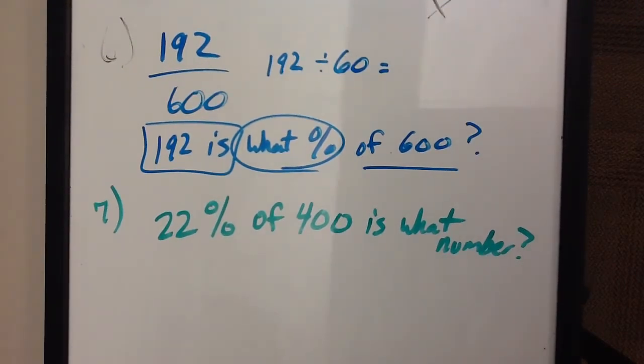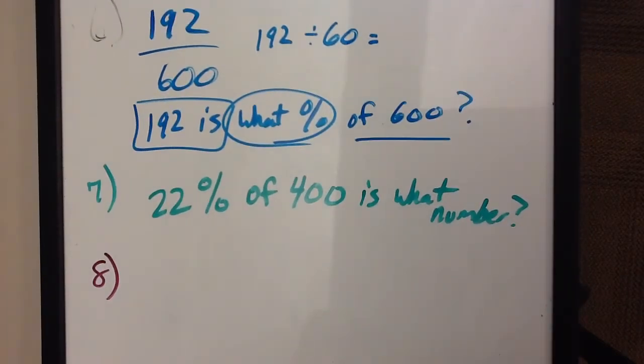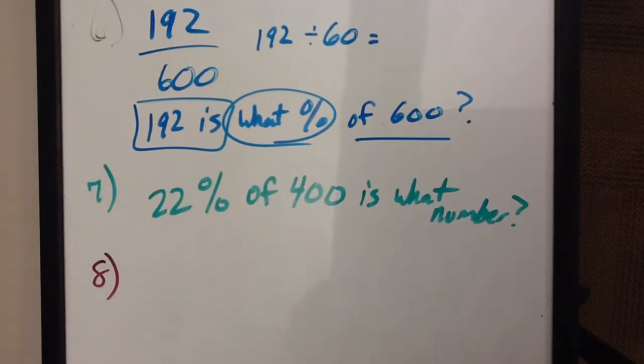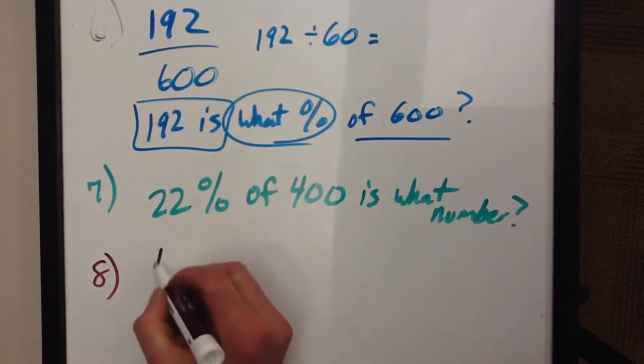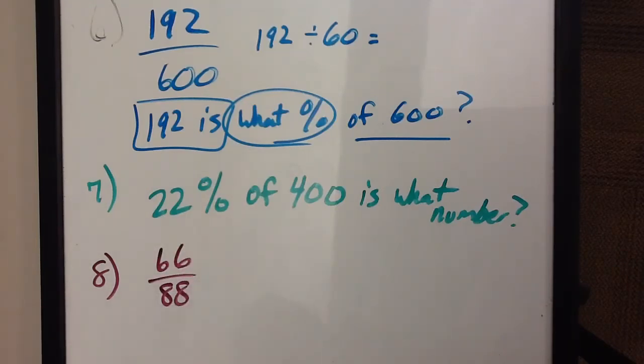Last one we'll talk about is number 8 on this page. Number 8 says, in our solar system, 66 of the 88 planets have moons. What percentage of the planets have moons? So this is similar to number 6. We could just go ahead and right away write a fraction, right? We could say 66 of the 88 have moons.